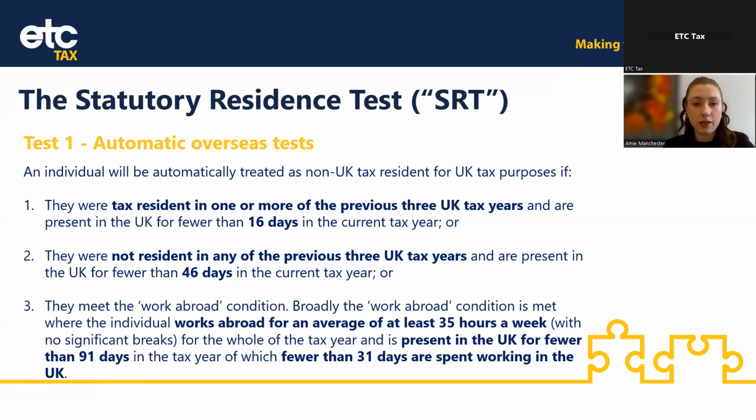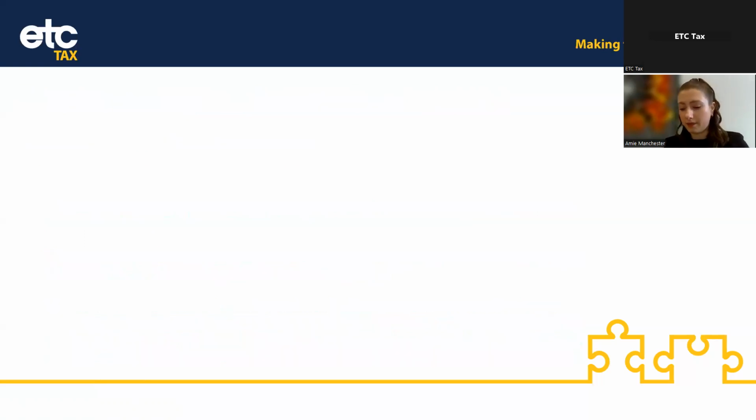So, as I mentioned at the start, these are the first set of tests to consider. If an individual meets any of these 3 tests, which you would look at in turn, so the first, the second, and then the third, there's no need to move on any further. And for the tax year in question, the individual will be considered a non-resident. If none of these are met, we need to move on to the next set of tests.